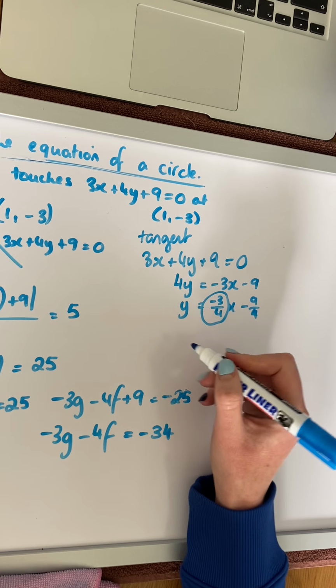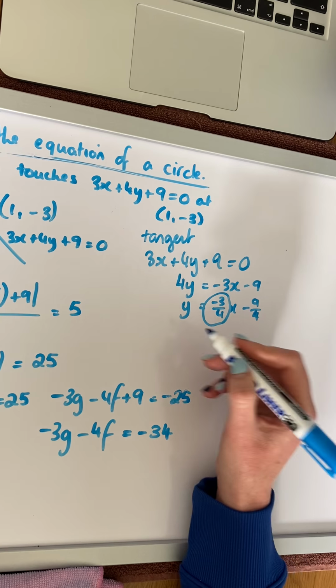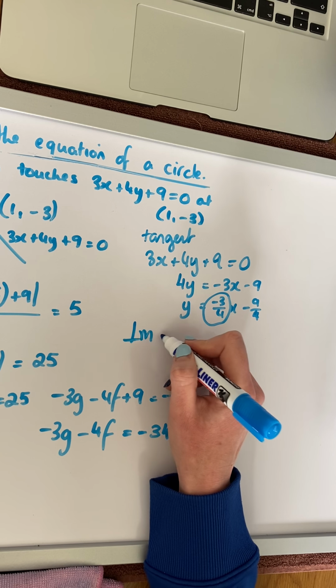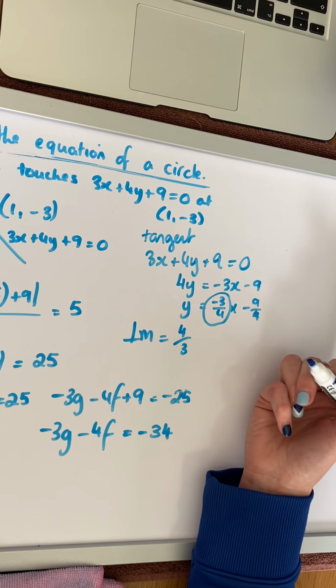Because the line from C to P, this line from the center to the point P, is perpendicular to that, the perpendicular slope here is flip and change signs, so 4/3.